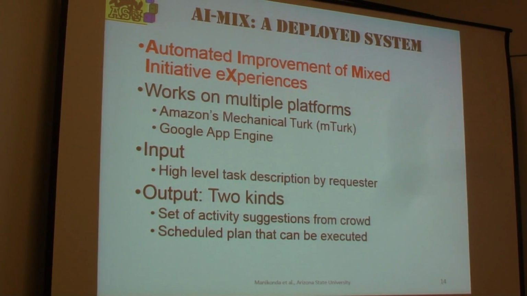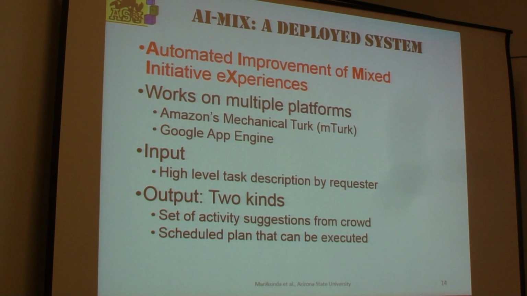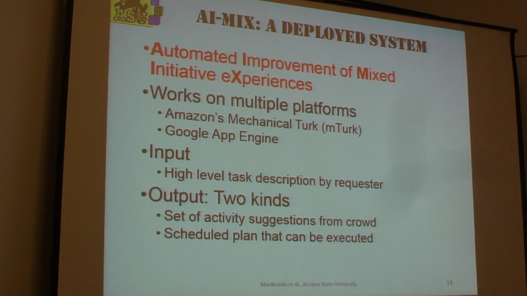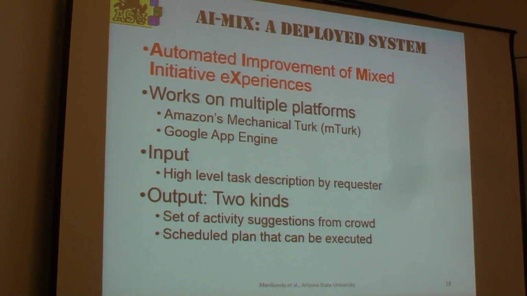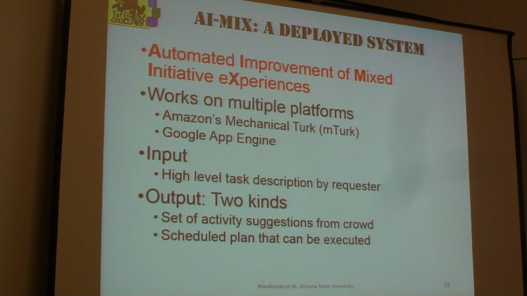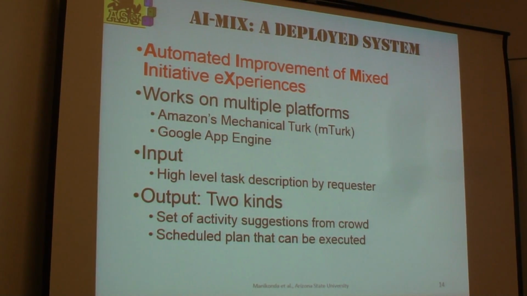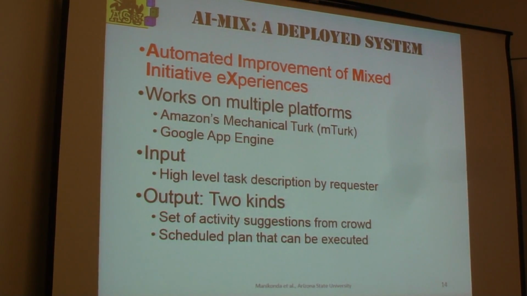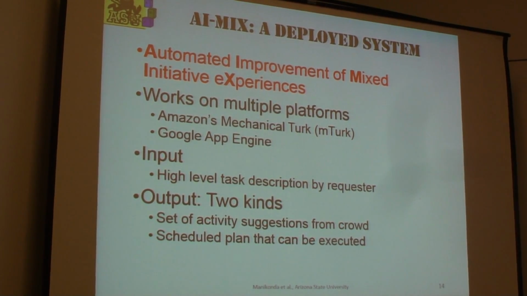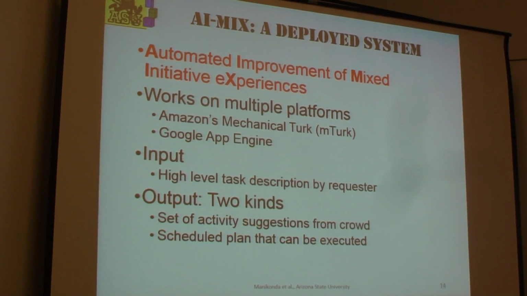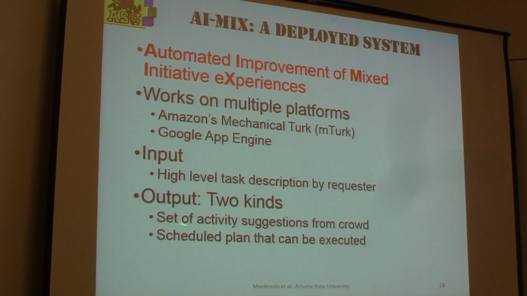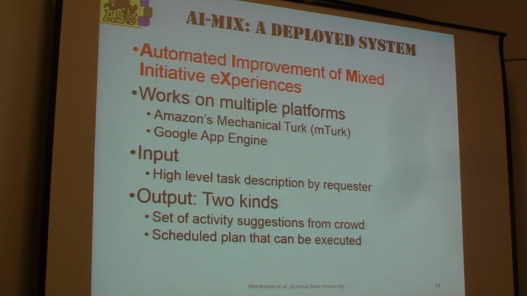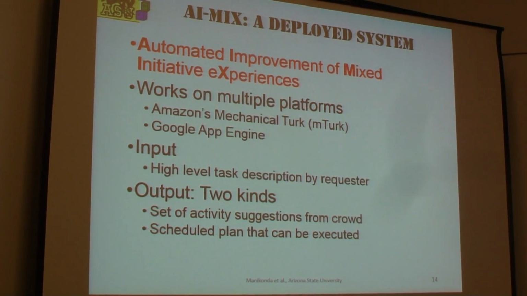The input, I showed you an example of the kind of input we take. It's just full natural language from the requester, and there are certain semi-structured parts that I'll come to. If the requester feels like giving us that semi-structured information, we're happy to accept that. And there's two kinds of outputs from this system. There's a set of suggestions made by the crowd for the requester to do. So these are a set of activity suggestions, and these activity suggestions are all scheduled into a final plan that can be executed. So remember, there may be more activity suggestions than are included in the final plan, but that's always a good thing. You're trying to come up with the best plan given the constraints that the requester has given you.